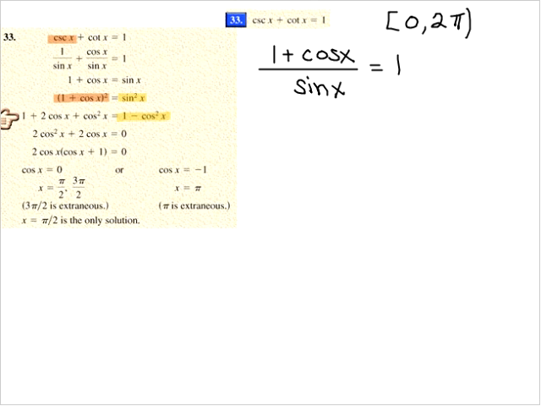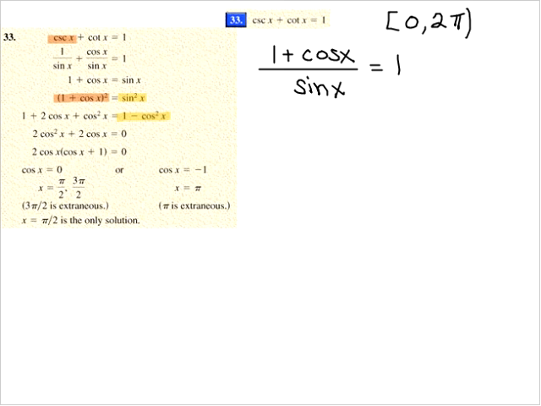Because now I have everything in terms of cosine. I want everything on the same side of the equal sign, so I'm going to subtract 1 and add cosine squared x. And when I do that, I end up with this right here. And then I'm going to see, what do they have in common that I can pull out? They have a 2 cosine x in common. So if I pull that out, I'm left with just cosine x plus 1.